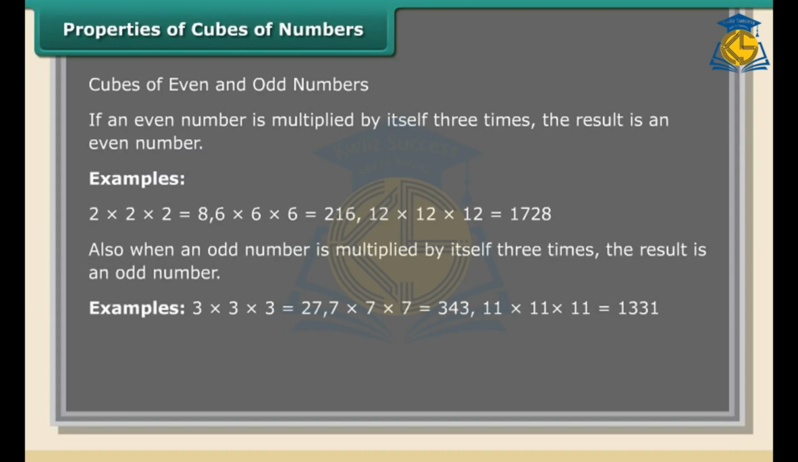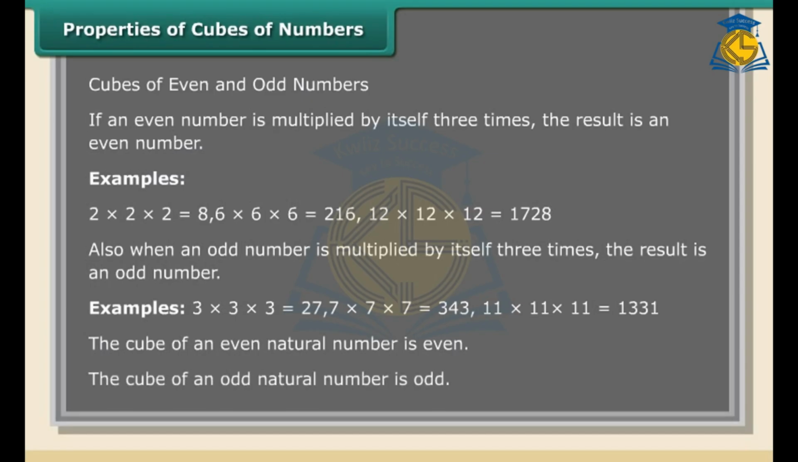Examples. 3 into 3 into 3 is equal to 27. 7 into 7 into 7 is equal to 343. 11 into 11 into 11 is equal to 1331. The cube of an even natural number is even. The cube of an odd natural number is odd.